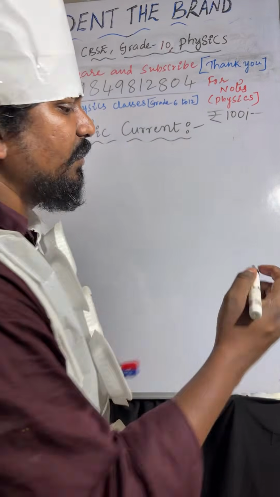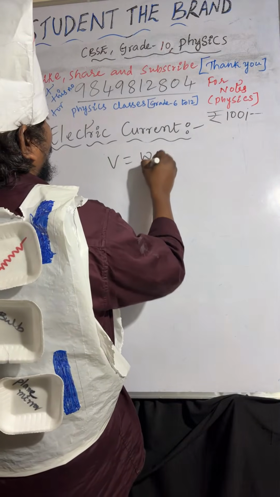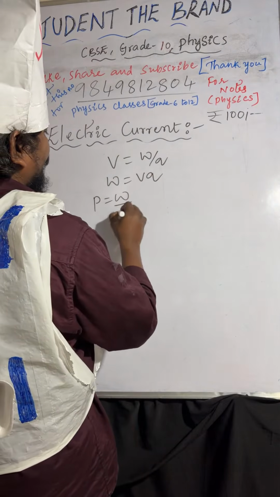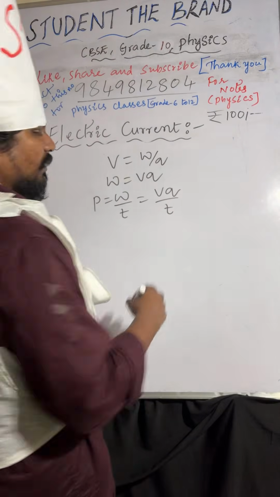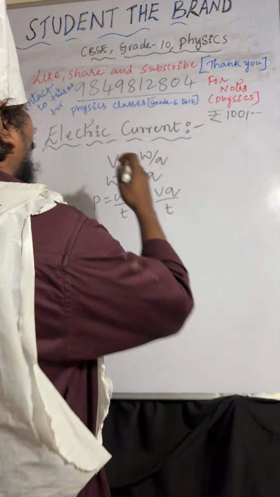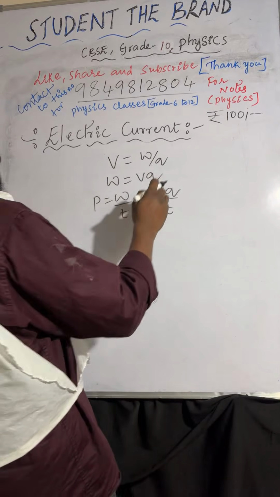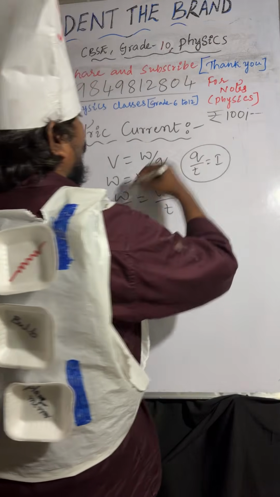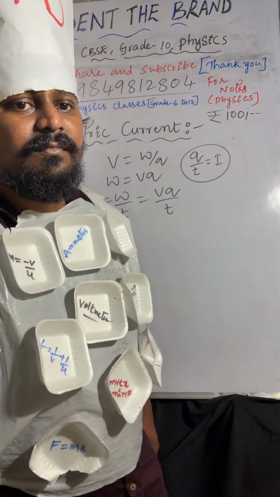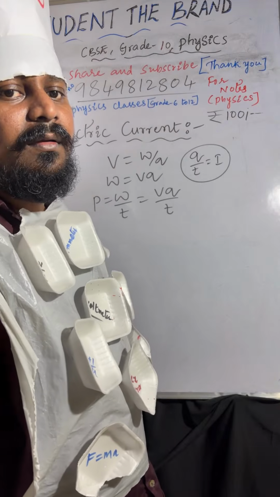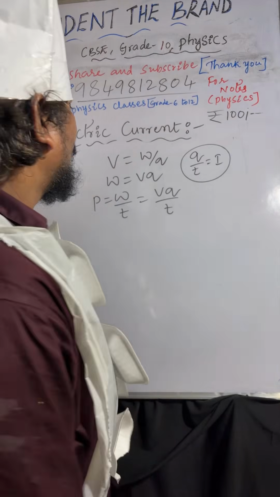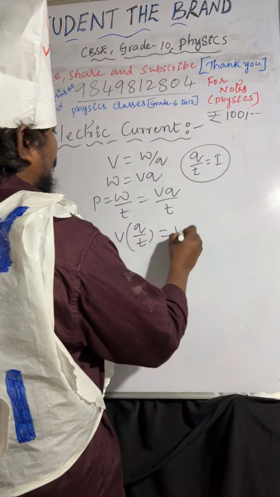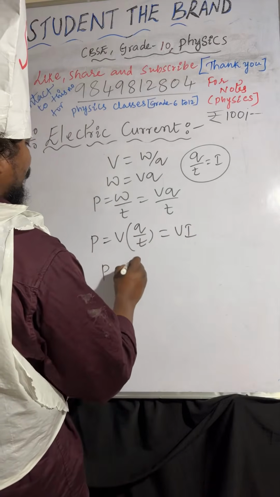So V equal to W by Q, W equal to VQ, P equal to W by T, VQ by T. We know Q by T is I. So P equal to V into Q by T, that is nothing but VI. So P equal to VI.